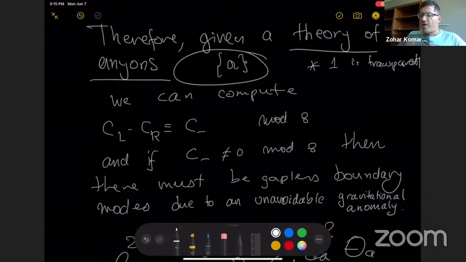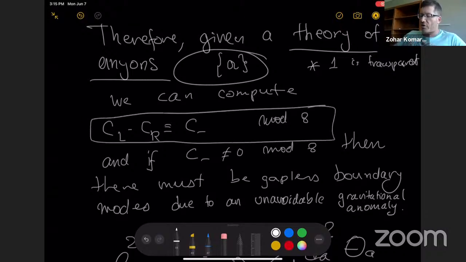So given a theory of anyons, you cannot expect to compute the chiral central charge of the boundary modes better than just mod 8. Because you can always change it by a multiple of 8 by adding chiral bosons moving on the E8 lattice. By adding these E8 lattice chiral bosons, you don't change the anyons in the bulk in any way. So given a theory of anyons, we can at most hope to be able to compute the chiral central charge mod 8.